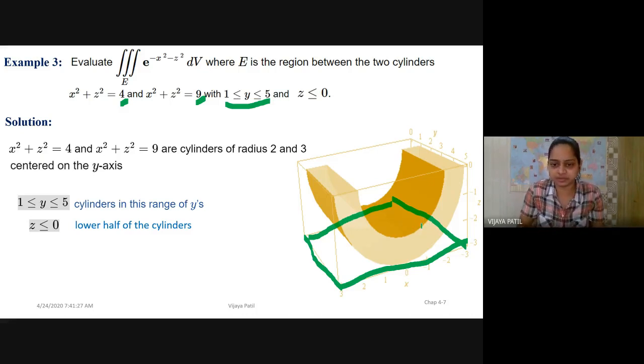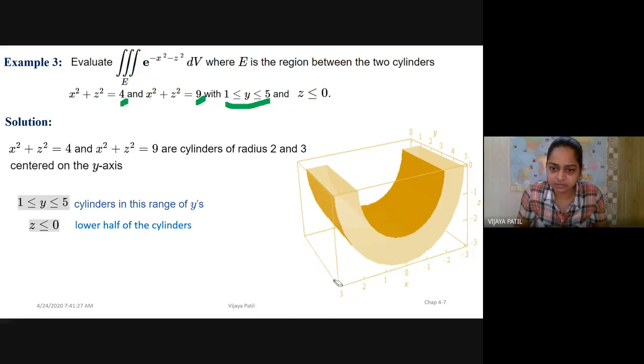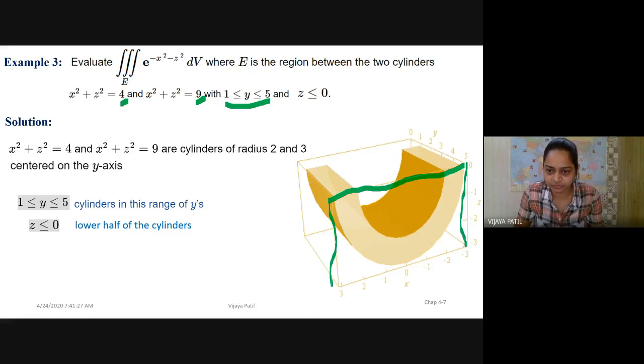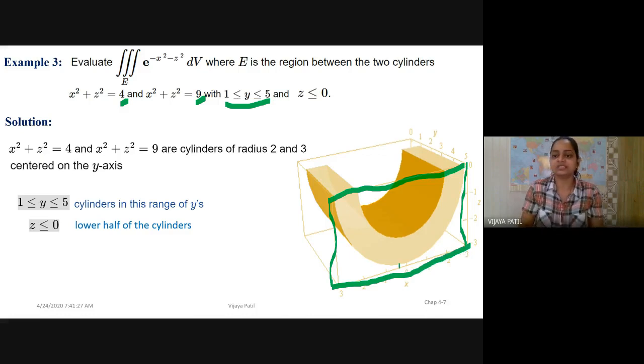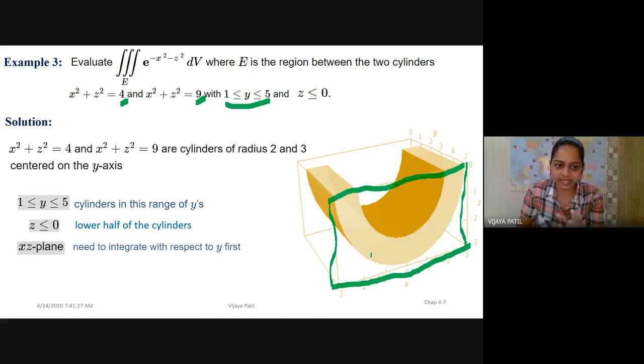So this is my x, and this is z. This is the xz plane. So if you observe here, for the xz plane we need to integrate with respect to y first.